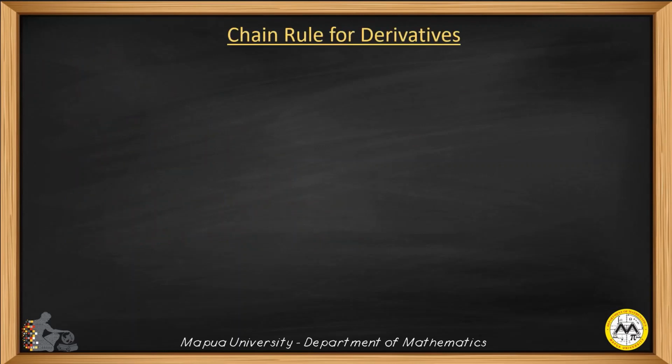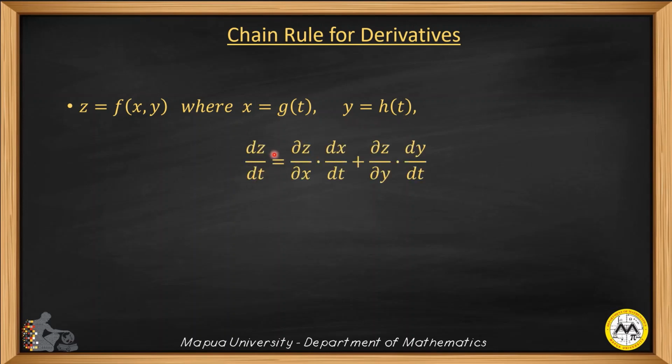Let us look at how we can apply the chain rule to determine the derivative of multivariable functions. So let us consider we have the function z, which is defined by f of x, y, where x is a function of t as well as y, a function of t. So how is the derivative of z with respect to t determined?